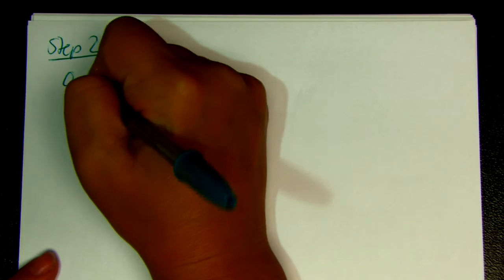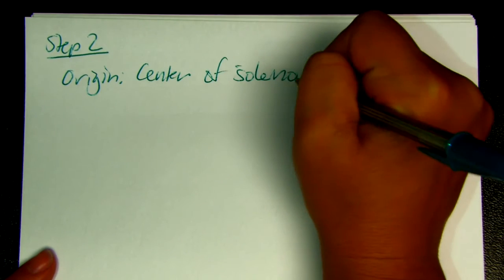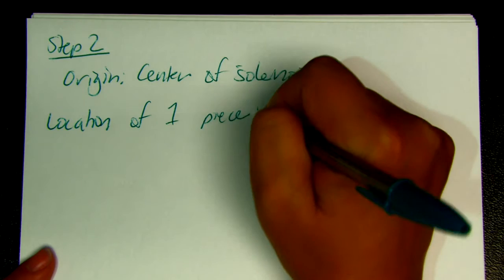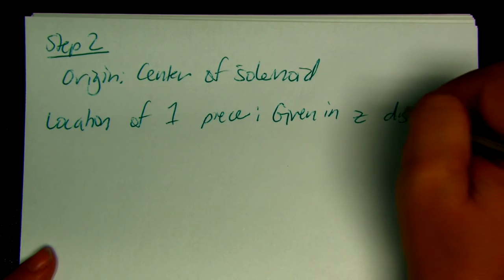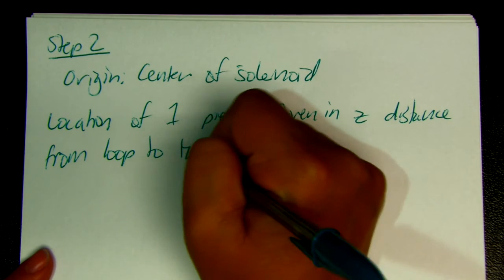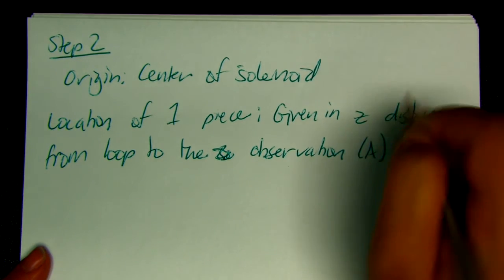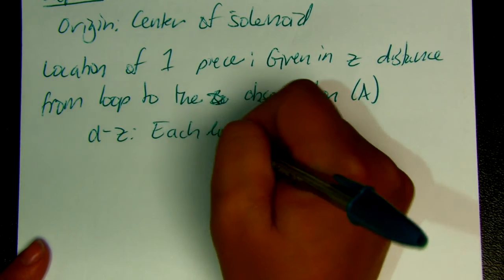So moving on, you have the origin, which is at the center of the solenoid, and the location of one piece is given in Z. The distance from the loop to the observation location A is D minus Z. Each loop contributes the same amount.